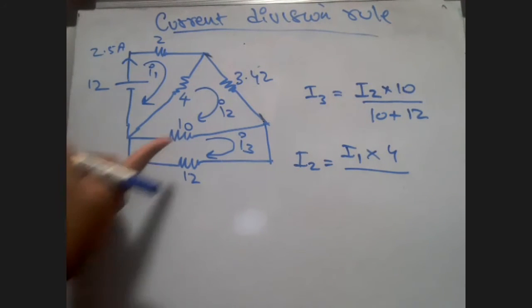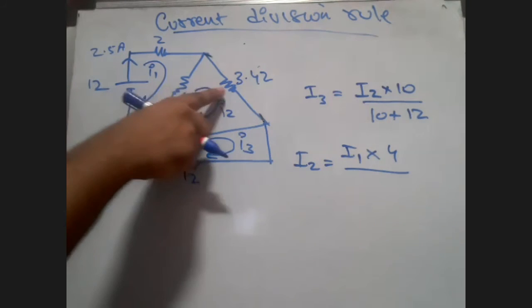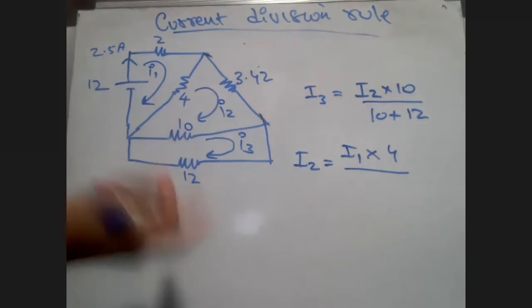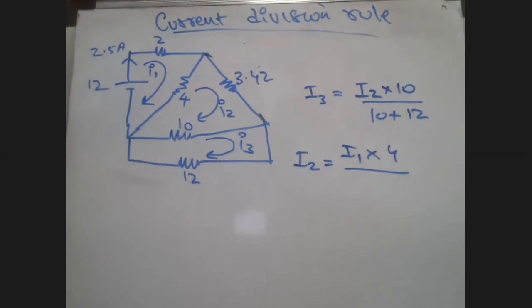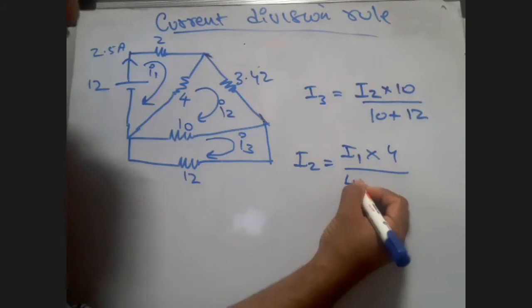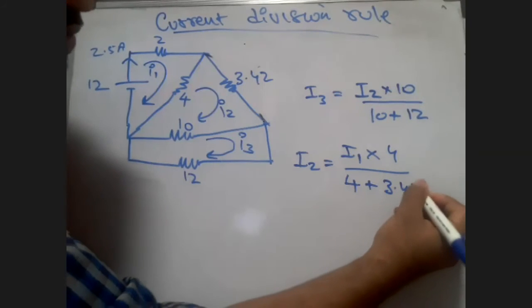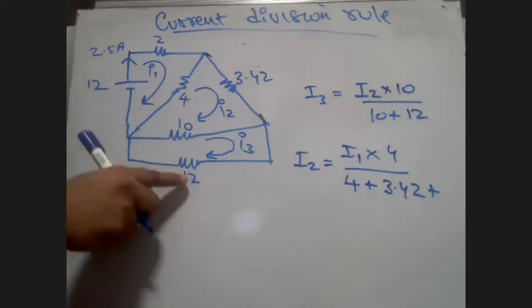Okay, because the resistor opposite to the resistor through which I2 is flowing is 3.42 and 10 ohms. So opposite to 3.42 and 10 ohms, what is that? 4 ohms. So I wrote 4 upon total resistance. What is the total resistance here? Total resistance here will be, come on, 4 plus 3.42, plus what? Is there anything I can add more? Can I add 10 parallel with 12?